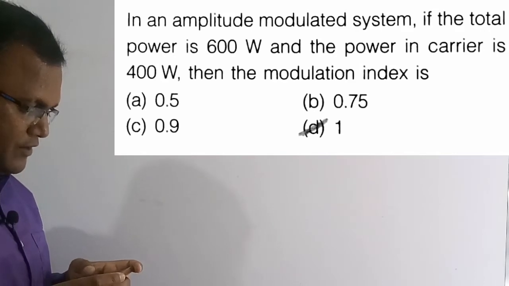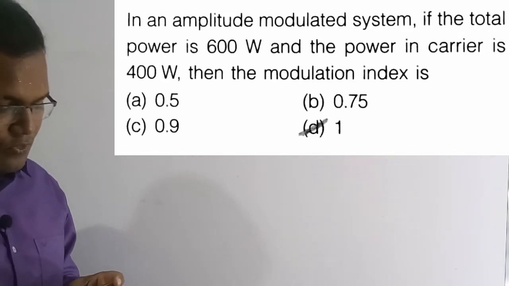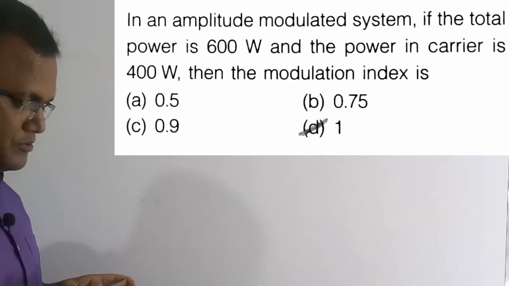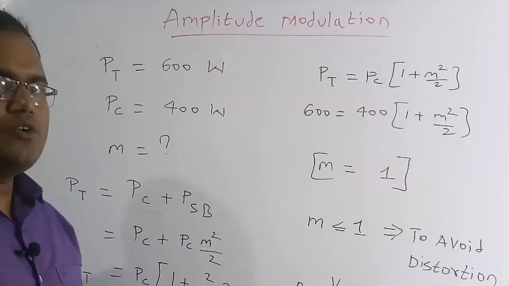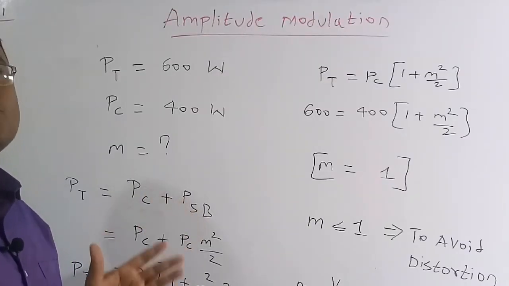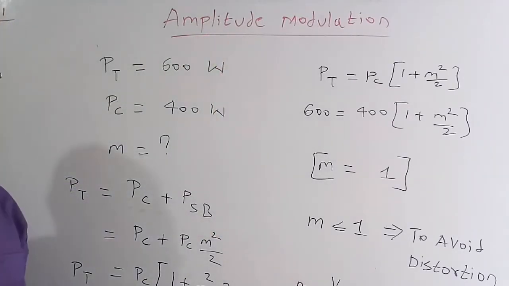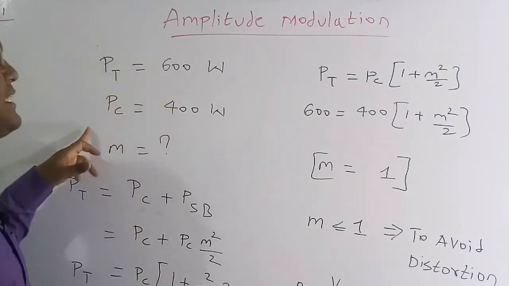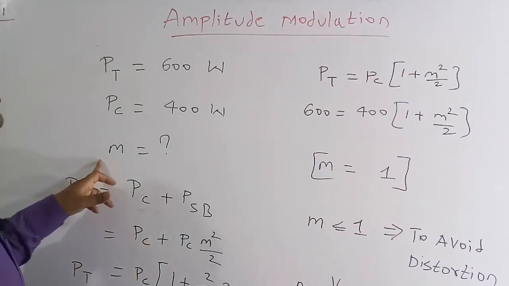In the question they have given that the total power is 600 watt and the power in the carrier is 400 watt. So we need to find the modulation index. Option D 1 is the correct solution of this question. So let's solve this numerical. The question belongs to amplitude modulation. The total power carried by the signal is 600 watt and the carrier has a power of 400 watt. So we need to find the modulation index.